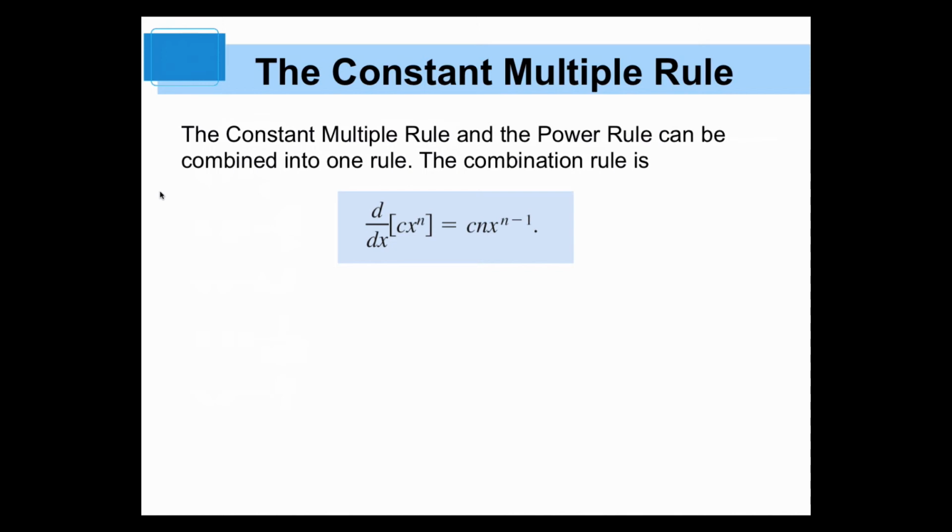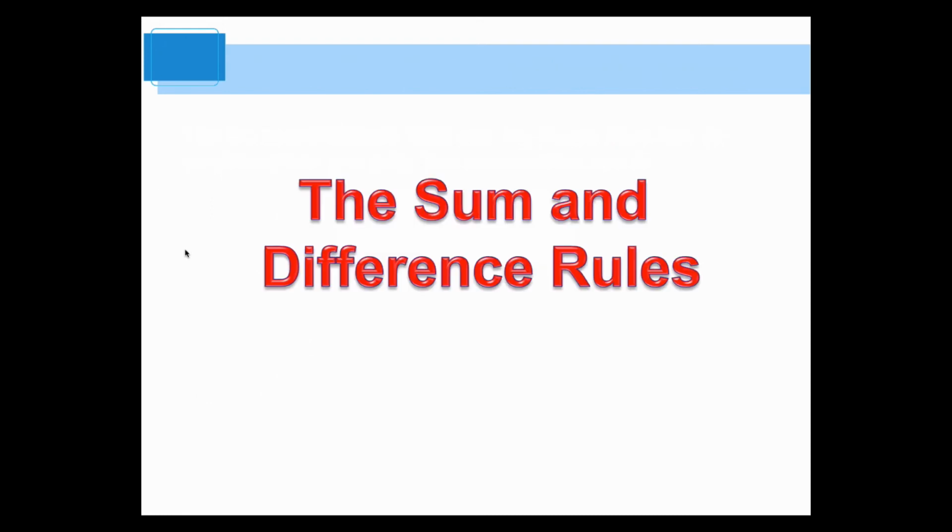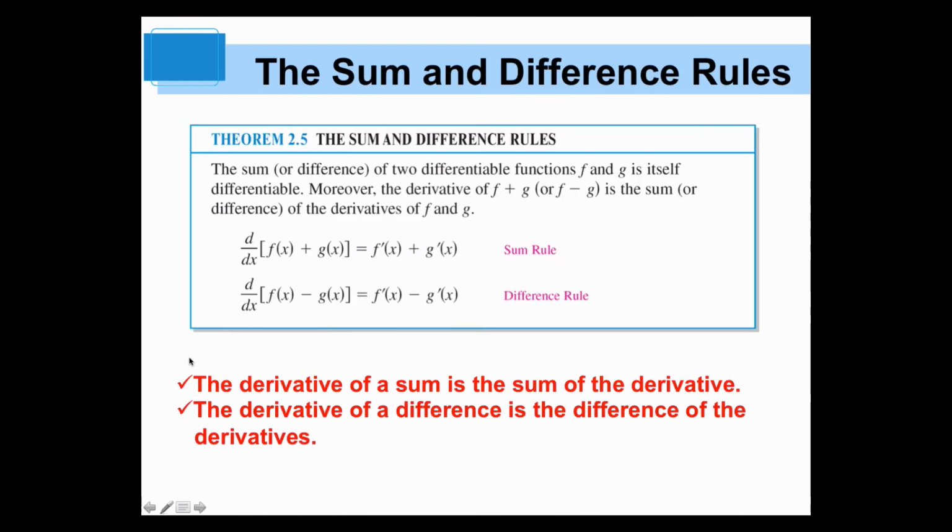We did that. That's what we just did. Okay. Sum and difference. Real simple. Don't even need to write it down. The derivative of a sum is the sum of the derivatives. The derivative of a difference is the difference of the derivatives. Just like we've done with limits, just like we've done for everything.